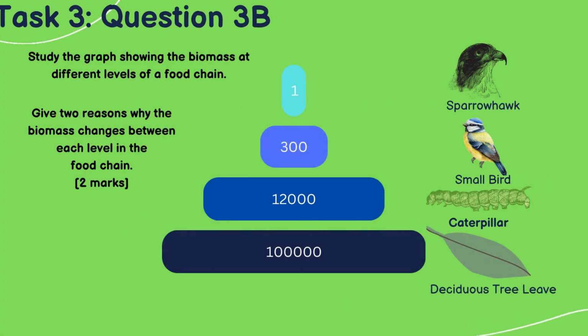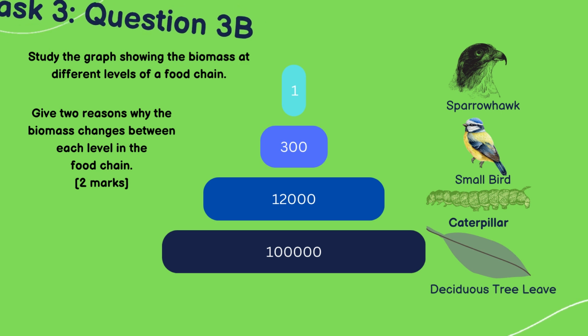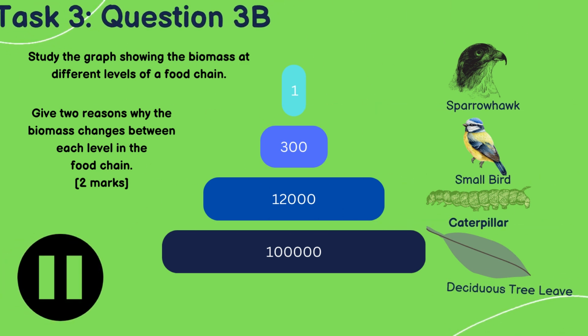Question 3b. Give 2 reasons why the biomass changes between each level in the food chain. This is worth 2 marks. Don't forget to pause the video until you're ready to see the answers. Here are the possible answers to get both of these marks.